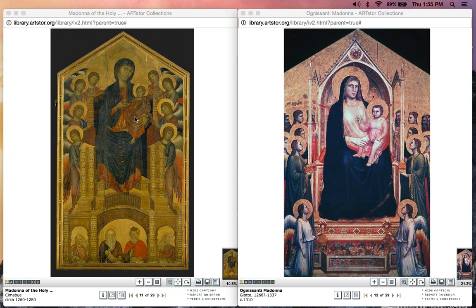I want to compare Cimabue's altarpiece from 1280 to Giotto's altarpiece from 1310 so that we can see where these new Renaissance traits are. Giotto makes the final break with the Byzantine tradition. So we're looking at the old and bringing in the new here.